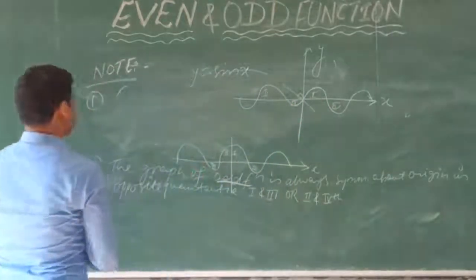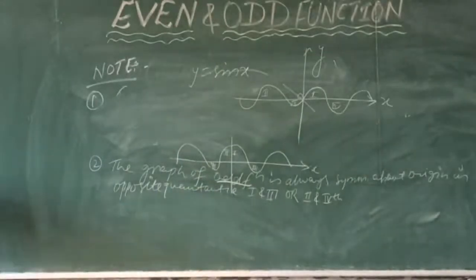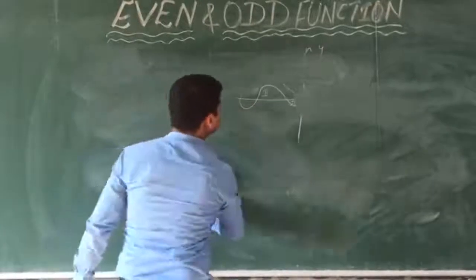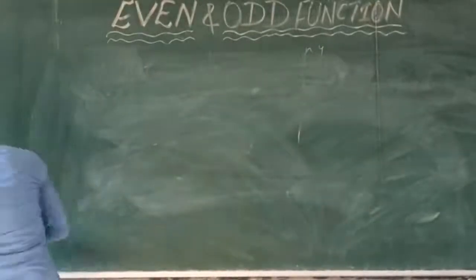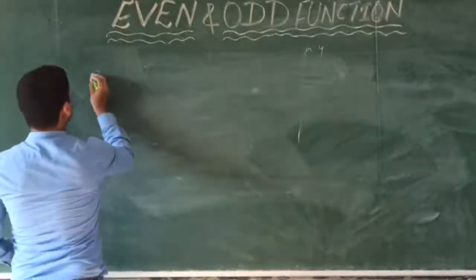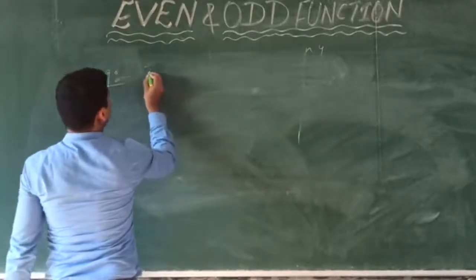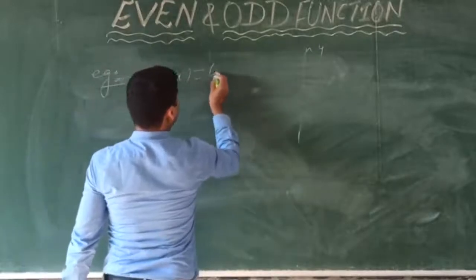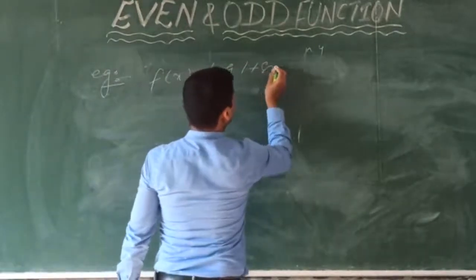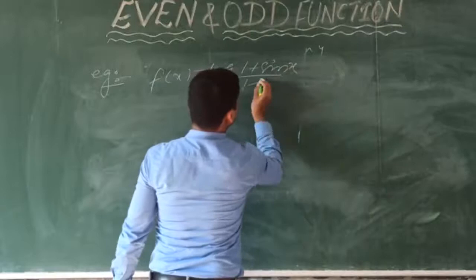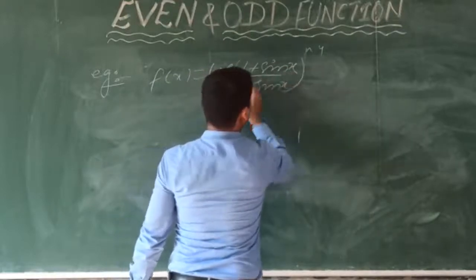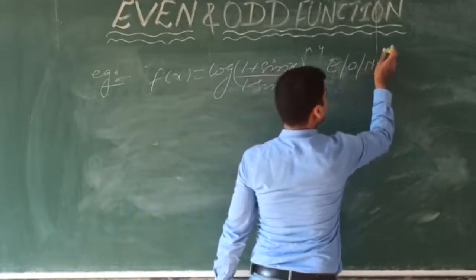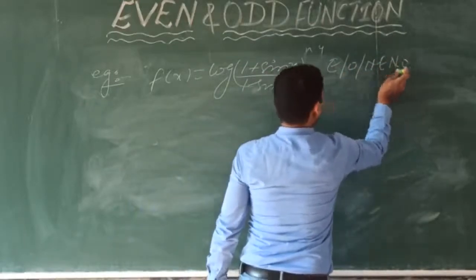Now we are going to discuss one example here. See this here. y equals, or you can say f of x equals log of (1 plus sin x) divided by (1 minus sin x). And we need to check whether this graph is odd, even or neither.